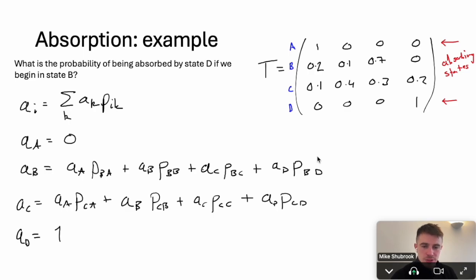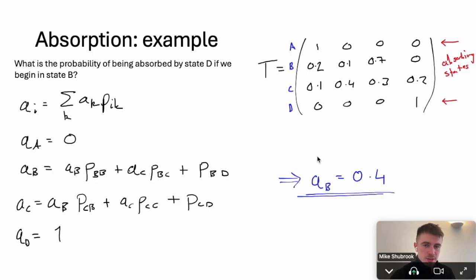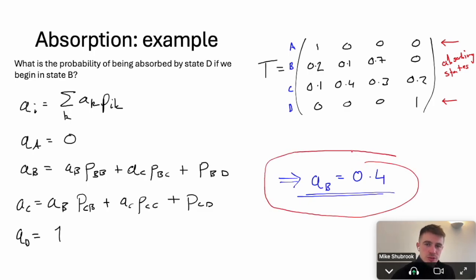So here's our system of equations that we need to solve. We can make this easier because we know the probability A_A is equal to 0 and A_D is equal to 1. And we can solve this system of equations and we find that the probability of being absorbed in D, given that we start in B, is equal to 40%.